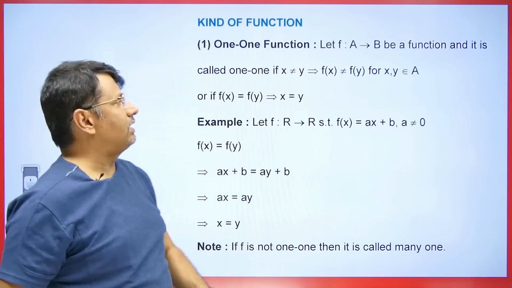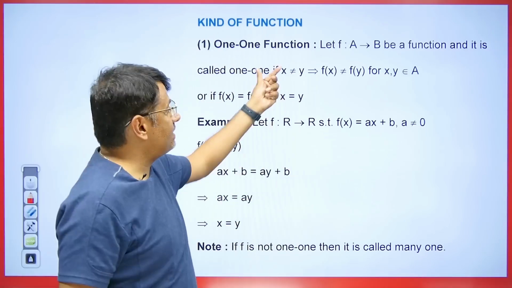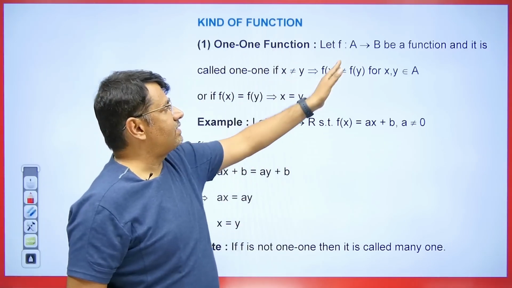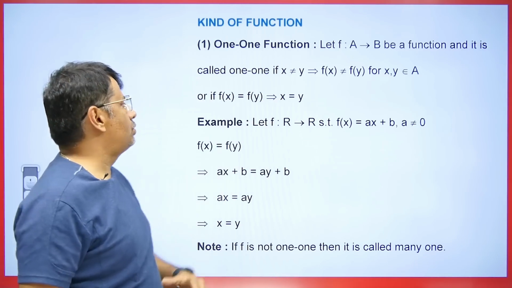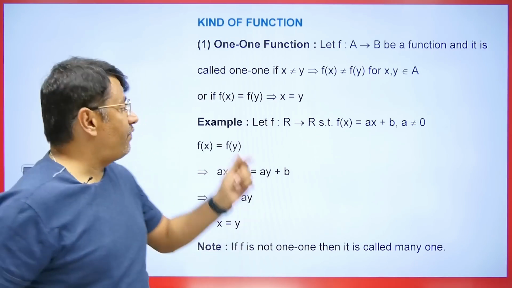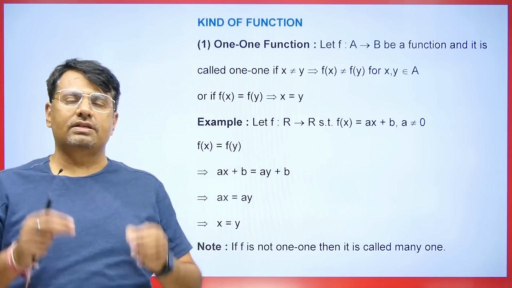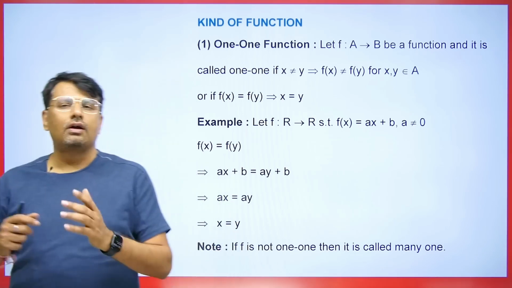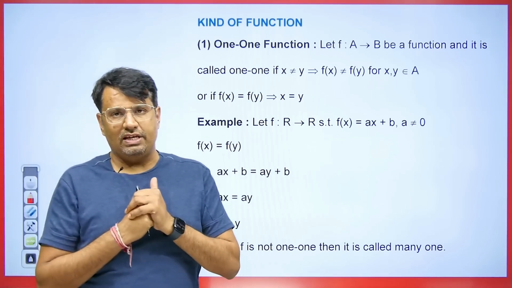If f: A to B is a function, it is called one-one if x is not equal to y implies f(x) is not equal to f(y) for x, y belonging to A. And if by chance f(x) is equal to f(y), then 100% x will be equal to what? It will be equal to y. So this is what you need to understand.